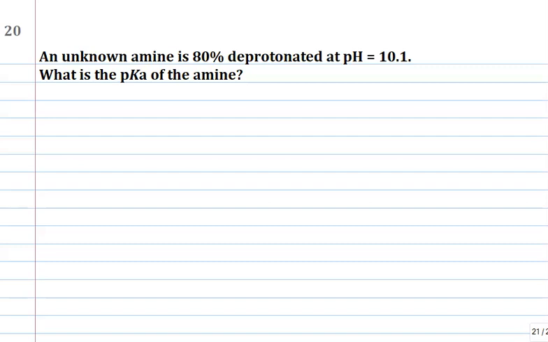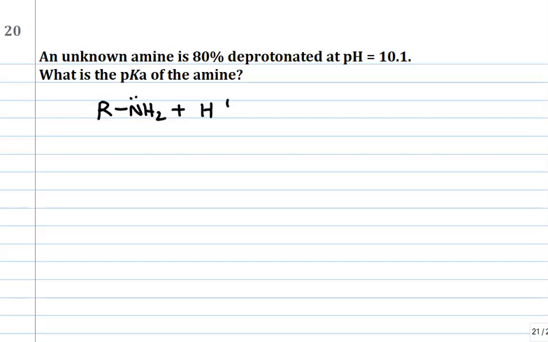So here we go. An unknown amine is 80% deprotonated at pH 10.1. What is the pKa of the amine? Well, here's what I would do. I would say, okay, what information has he given me? Well, it's an unknown amine. So let's just write the general formula for an amine. It doesn't really matter. I'm just going to choose a primary amine for no particular reason.